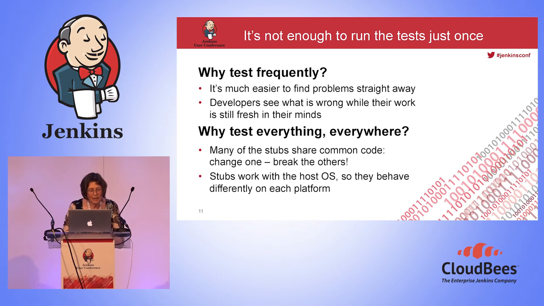It's also worth pointing out that the debug stubs, although there were several distinct debug stub binaries, share common code. So it's very easy to break one by editing, break one when you're trying to change another one. It's a mistake that experienced developers are still making, and it's not something that you can get around just by disciplined coding practices. It's something that has got to be tested for.